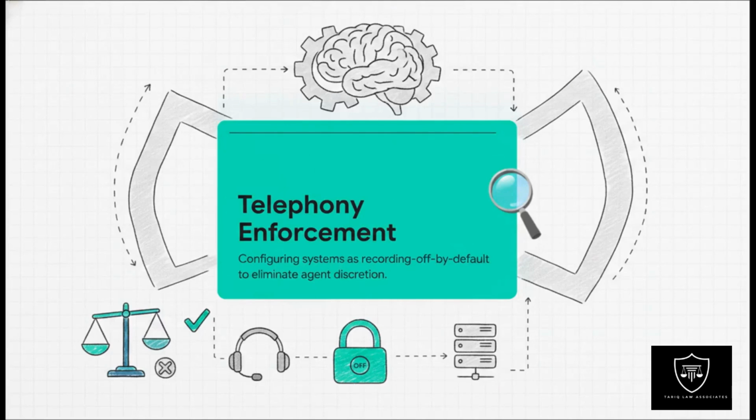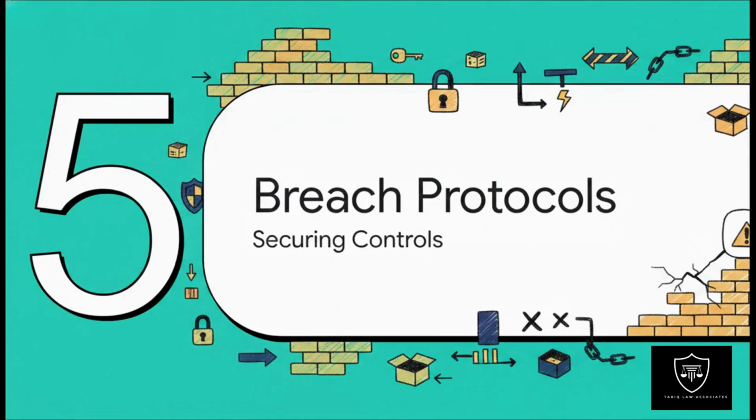But hey, even the best trained humans make mistakes. That's exactly where telephony enforcement comes in. We highly recommend configuring your enterprise systems, whether that's Genesys, Avaya, or NICE, as recording off by default. This is such a brilliant tech failsafe. It means the system only records when deliberate action is taken. It completely eliminates agent discretion. You're literally taking that massive burden of legal compliance off the human agent's shoulders and hardwiring it directly into your infrastructure. Section 5. Safety and Breach Protocols.